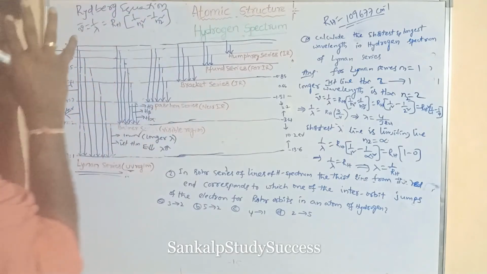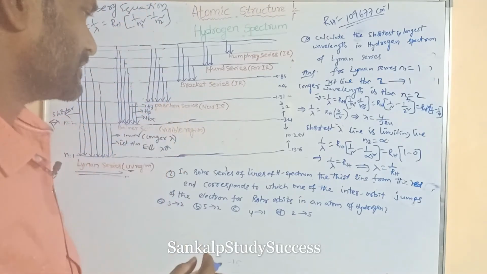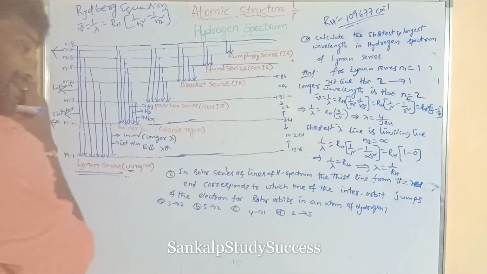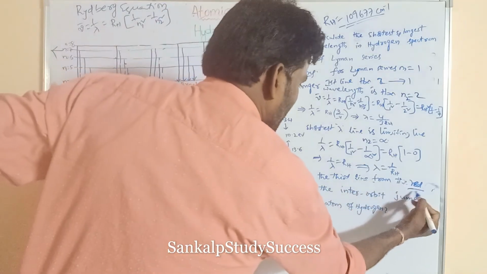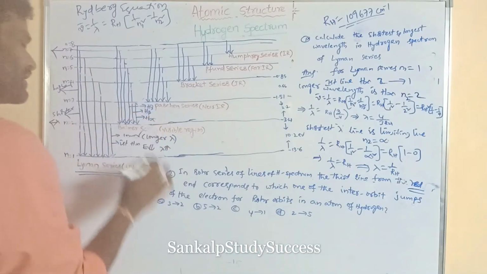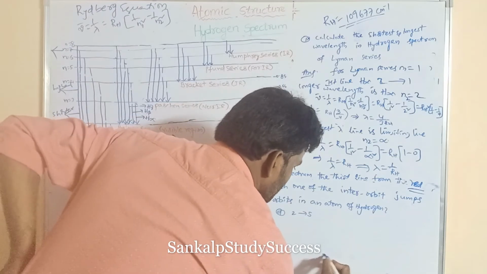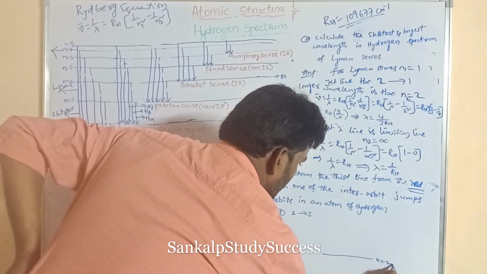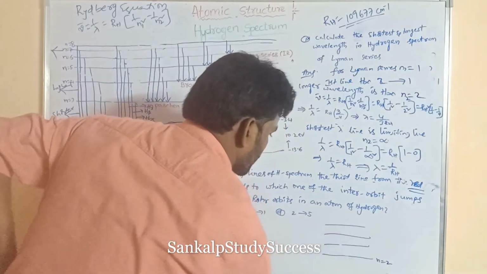So in the Bohr series of lines of hydrogen spectrum, the third line from the red end. Red color is obtained in which region? Visible region. So the red end, red color is obtained in the visible region. So this is the Balmer series. Balmer series, N1 value is 2. These are the lines.